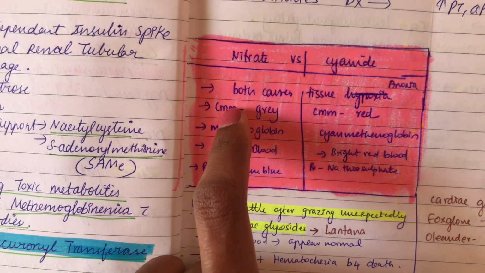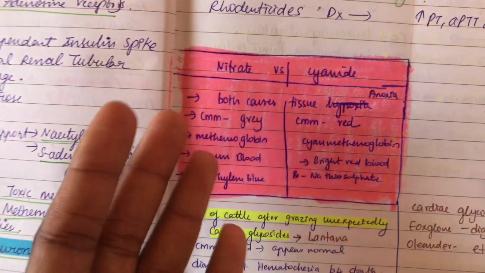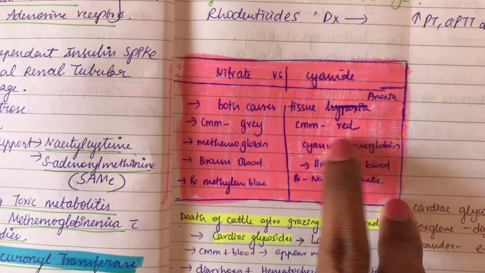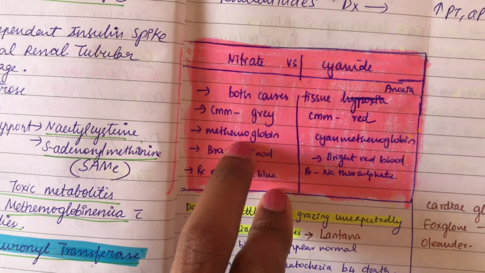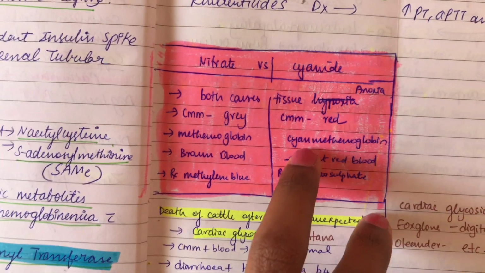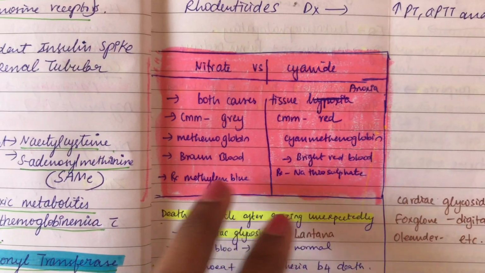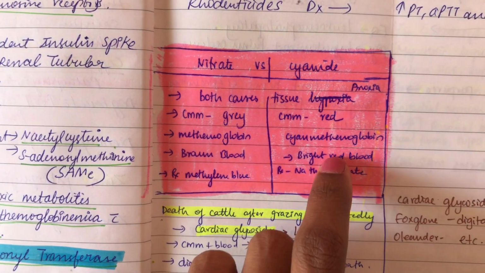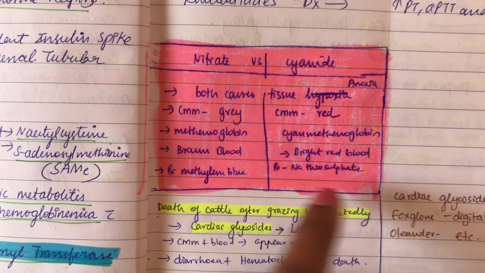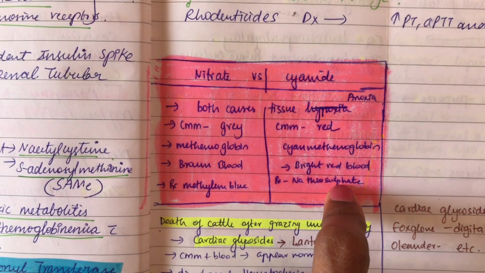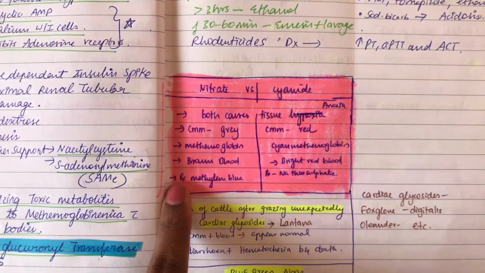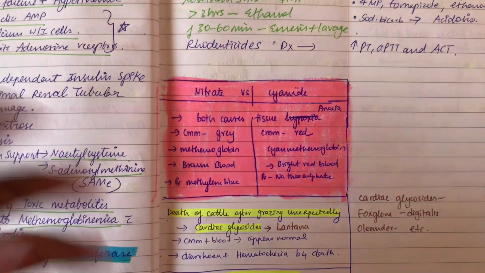So in nitrate toxicity, the mucous membrane will be gray, but in cyanide toxicity, it will be red in color. And in nitrate toxicity, you will see methemoglobin, and in cyanide toxicity, you will see cyanmethemoglobin. And the treatment for nitrate toxicity is methylene blue, and for cyanide it is sodium thiosulfate. You can use this method when you have very little time to prepare.